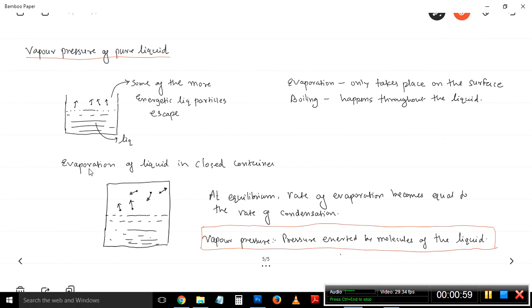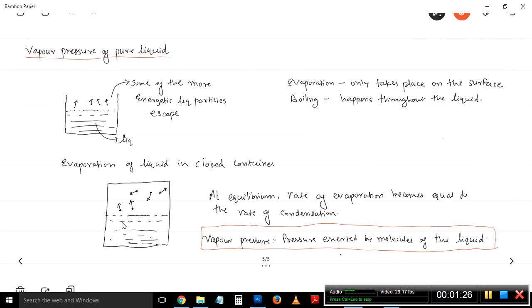Now consider the second case in which we take this same liquid but in a closed container. Now in this case, some of the liquid molecules break from the liquid surface and go into vapor state, but some of these molecules again will come back to the liquid state. The process is known as condensation.